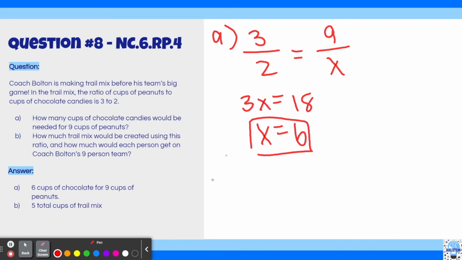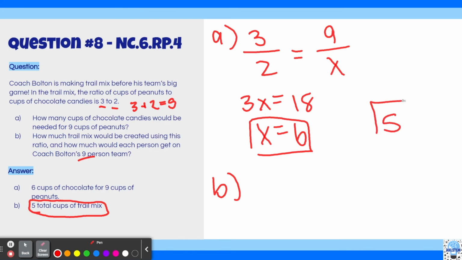Okay? And now let's do our second part. So if we add both of these amounts together, we get 5, because 3 plus 2 equals 5. So we're going to get 5 total cups of trail mix. Oh, looks like I didn't solve the second part. Okay, how much would each person get on Coach Bolton's 9-person team? So we have 5 cups in total for 9 people. So we need to divide 5 by 9.